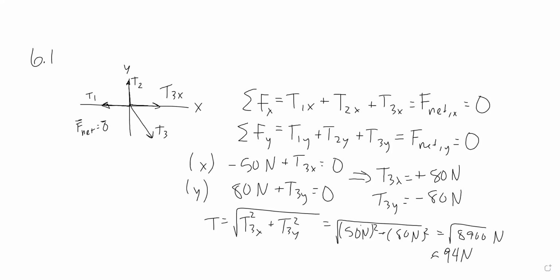And then the angle. You have to be careful how the problem is asking for the angle. If we call this angle phi, then phi would be the inverse tangent of 80 over 50. And that's the answer. You can work it out and make sure it's in degrees.